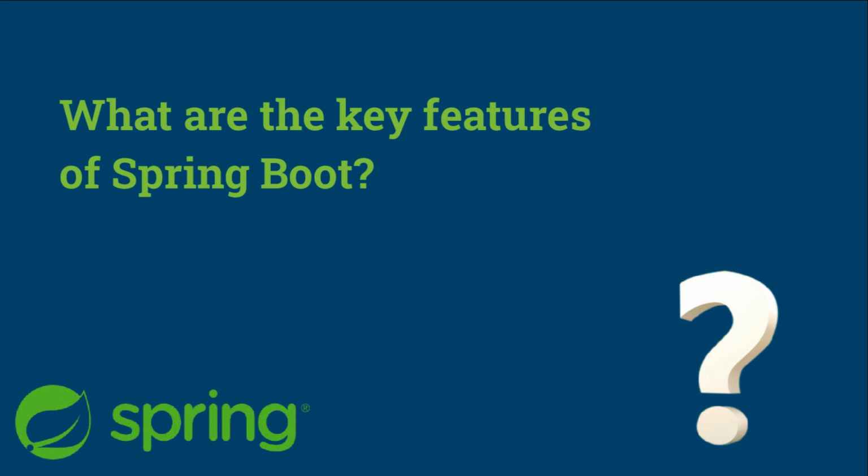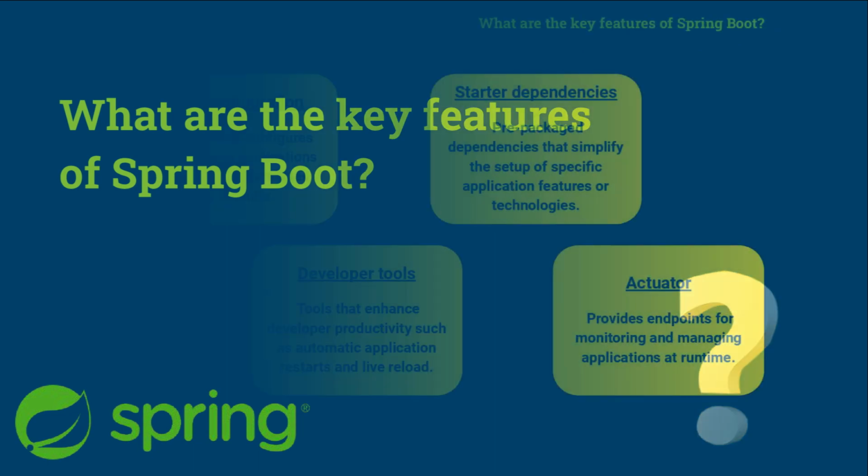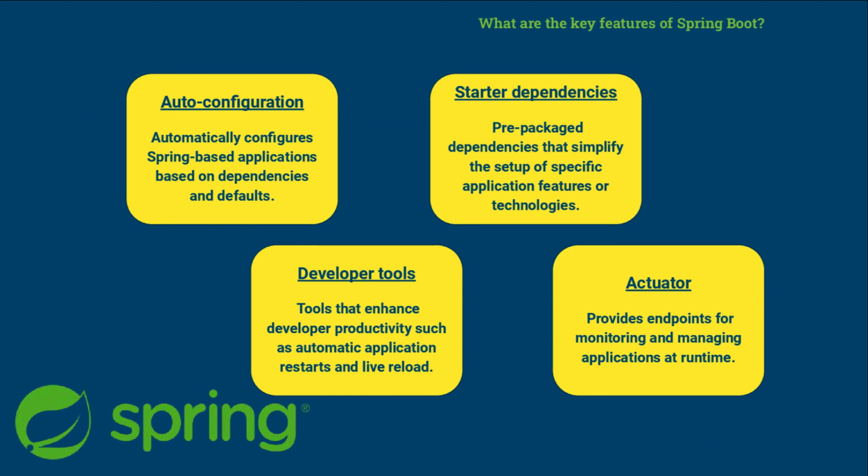Third question, what are the key features of Spring Boot? Some of the key features of Spring Boot include: first, auto-configuration. Spring Boot automatically configures Spring-based applications based on dependencies and defaults. Second, starter dependencies. This includes the pre-packaged dependencies that simplify the setup of specific application features or technologies. Third, developer tools. Spring Boot provides tools that enhance developer productivity, such as automatic application restarts and live reload. Fourth, Actuator. Actuator provides endpoints for monitoring and managing applications at runtime.